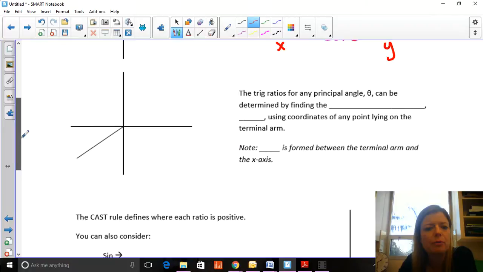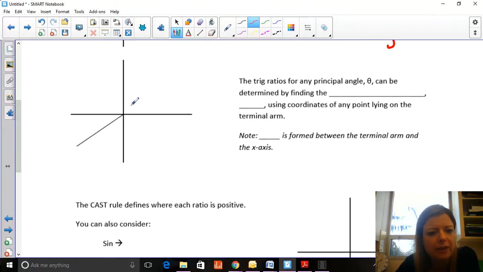But what if we move around and we have angles that are larger than pi over 2? So what if we have an angle here that's between pi and 3 pi over 2? So we'll call that theta. The trig ratios for any principal angle, theta, can be found by determining the related acute angle. Do you guys remember this? The related acute angle. And remember, we label that guy with beta, like a fancy B here.